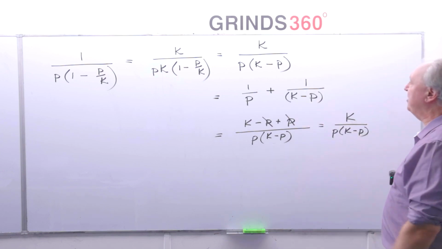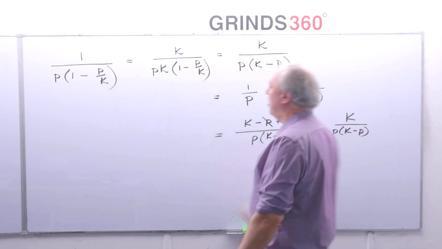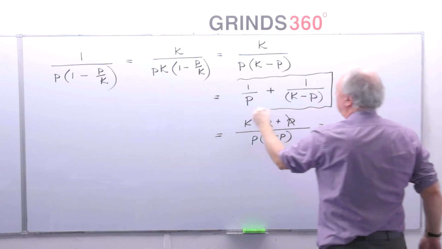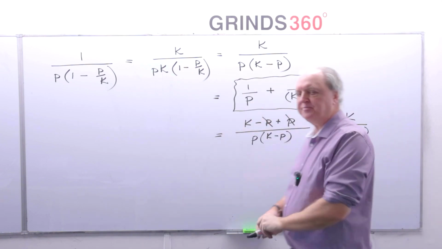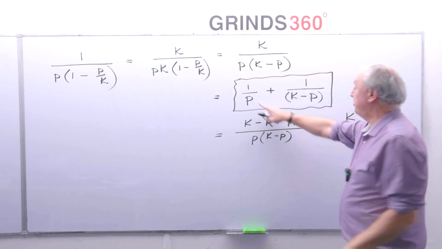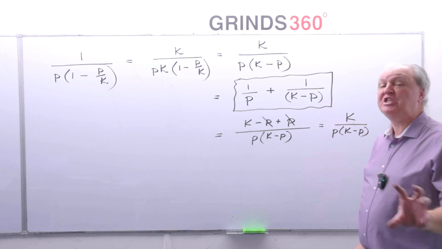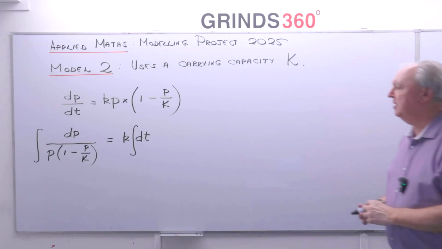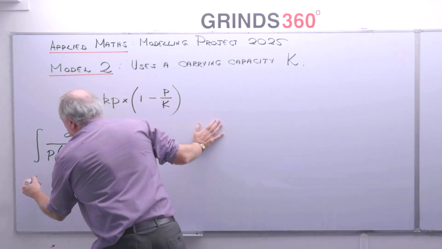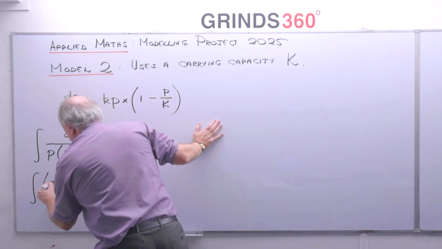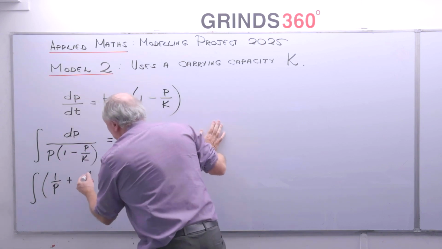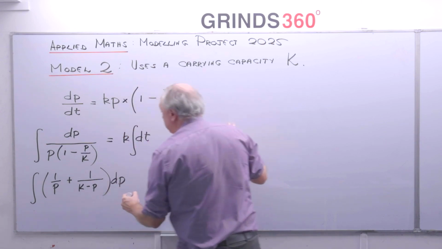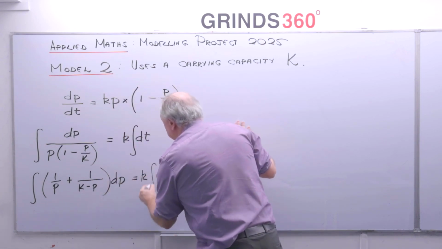But anyway, let me take that result now, that all this stuff here is equal to 1 over p plus 1 over K minus p. You see what I did there? I broke them into two simple terms. Each of them can be integrated. So let me get back to my integral now. So now this integral turns into the integral of 1 over p plus 1 over K minus p dp, and that's equal to K times dt.